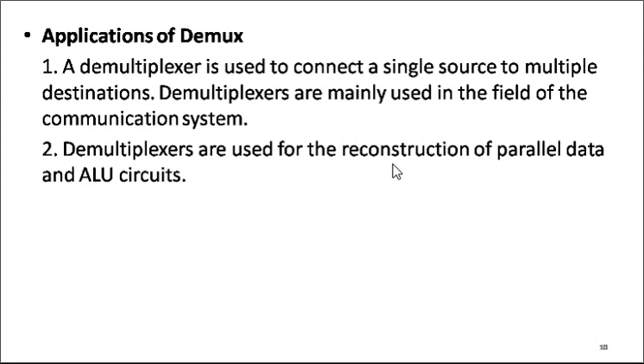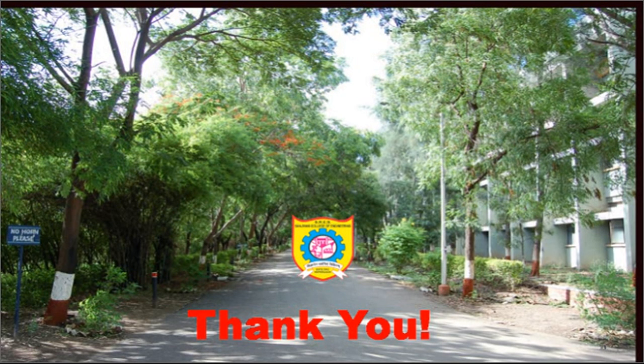A demultiplexer has exactly the opposite function of the multiplexer, because a multiplexer has many inputs and one output, and a demultiplexer has one input and many output lines. Hopefully we understood the demultiplexer, its function, how to construct demultiplexer trees, and how to design a combinational logic circuit using the demultiplexer. Thank you.